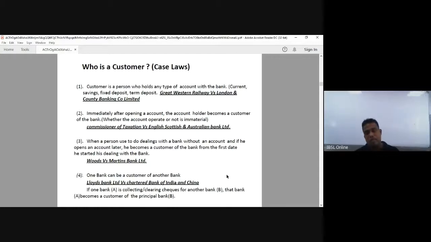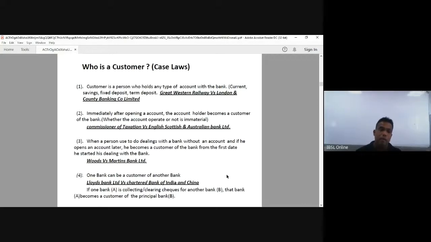We called him a customer. But when it comes to the banker-customer relationship, it's very important. It's not the general practice that we exercise. The important thing is whether that person is maintaining an account with the bank. If he is maintaining an account with the bank, he is a customer, and there is a banker-customer relationship between the person and the bank. So that is number one.